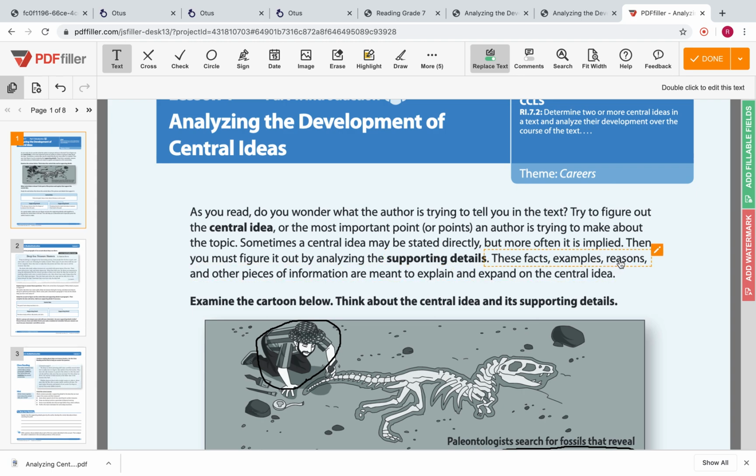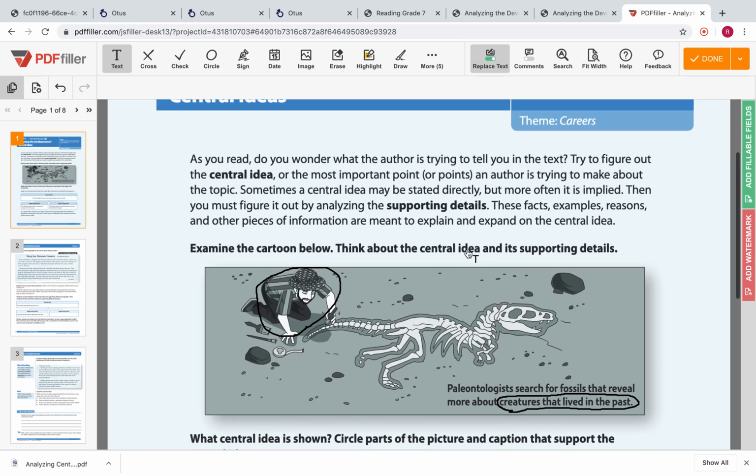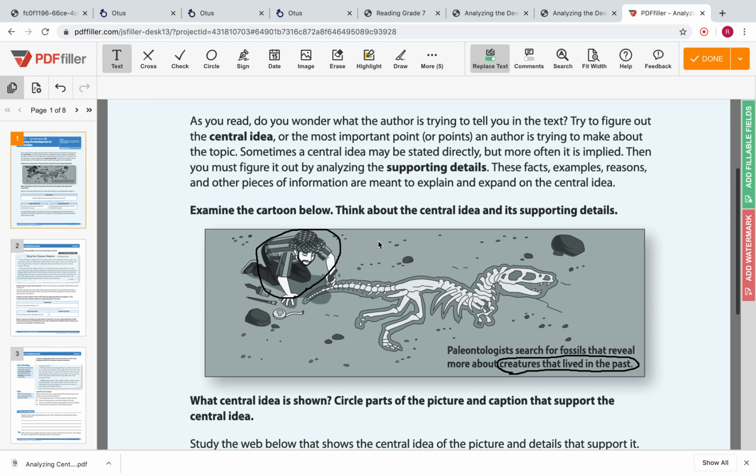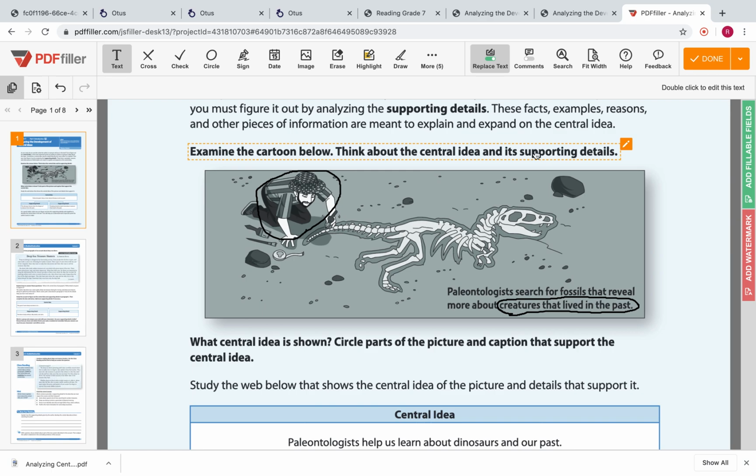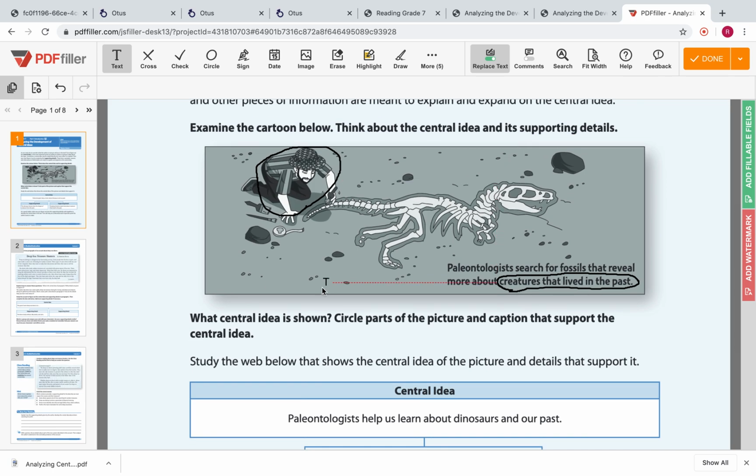These facts, examples, reasons, and other pieces of information are meant to explain and expand on the central idea. So just remember that a central idea is always supported by details, right? So let's look at an example of that in a picture. And in this cartoon, we're going to think about the central idea and its supporting details. So we want to figure out what central idea is shown. Let's circle parts of the picture and the caption that support the central idea.